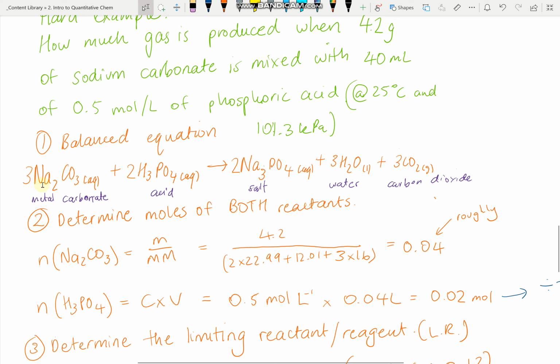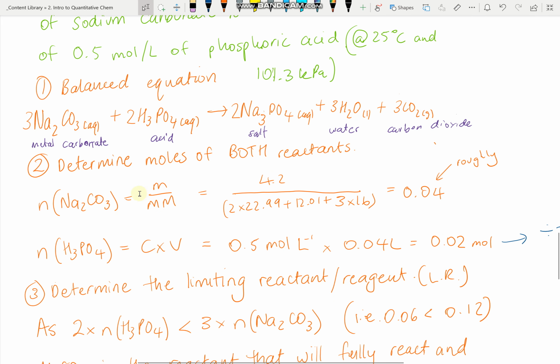And it tells you it reacts with a 3 to 2 to 2 to 3 to 3 ratio. Okay, a bit of a mouthful. You go, right, out of my reactants, this is the ratio they all react with each other. How many particles am I working with? So you go, all right, sodium carbonate, I've got 4.2 grams, and a box of it weighs, I think that's close to 100 grams. And so you go, all right, that's roughly 0.04 or about 4% of a box. Great.